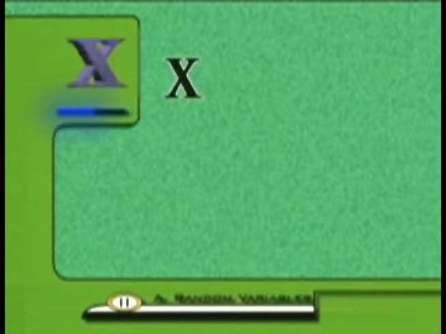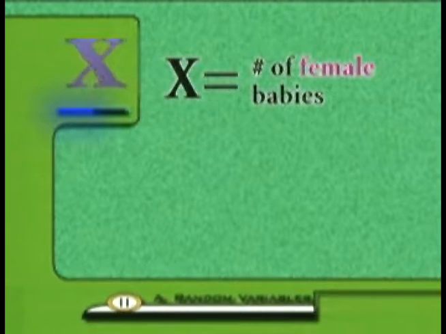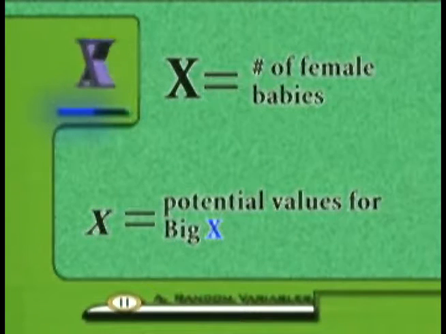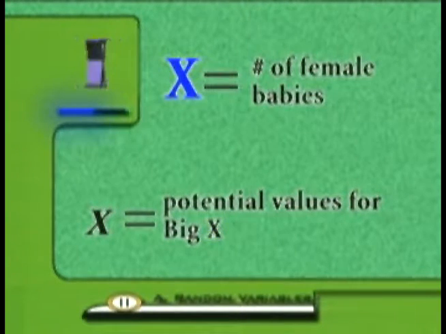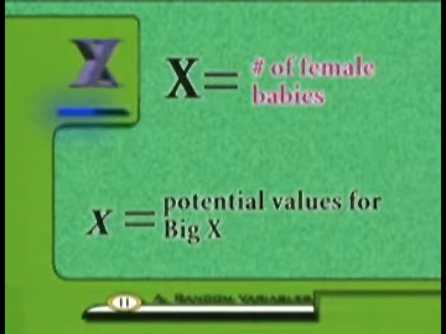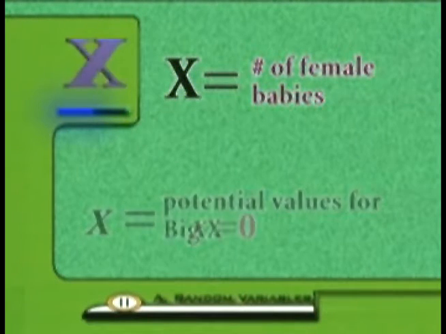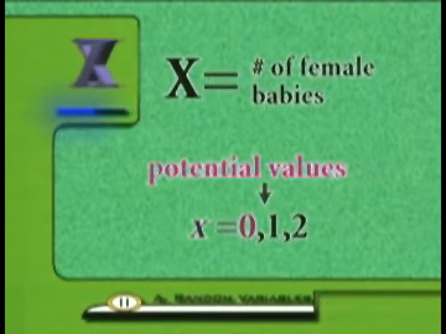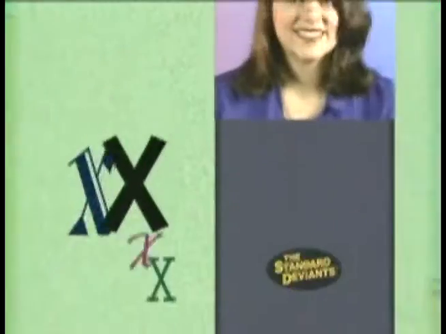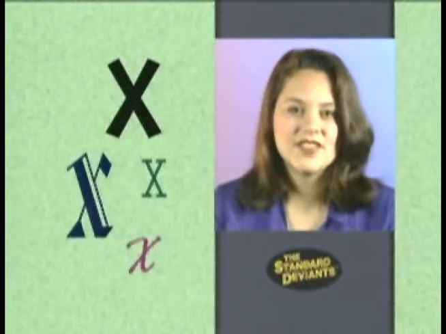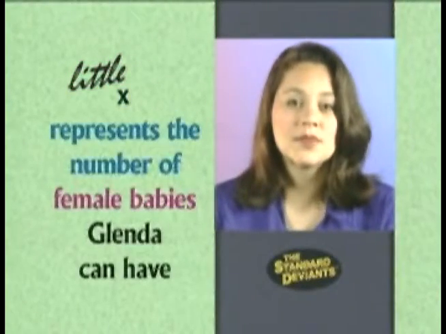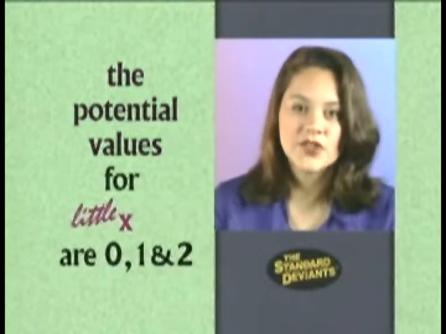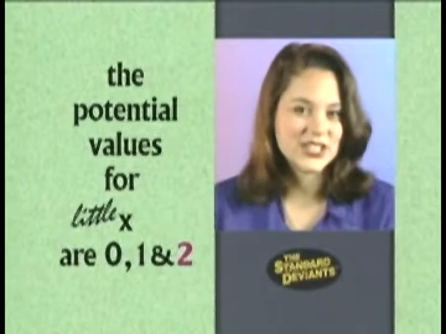Let's have big X represent the number of female babies Maternity Glenda gives birth to. We then list little x, all the potential values for big X. In this case, big X, the number of female babies Maternity Glenda gives birth to, can be 0, 1, or 2. So our potential values for little x are 0, 1, or 2. All this big X, little x stuff is a confusing way of saying that X represents the number of female babies Glenda can have, and the potential values for X are 0, 1, and 2.